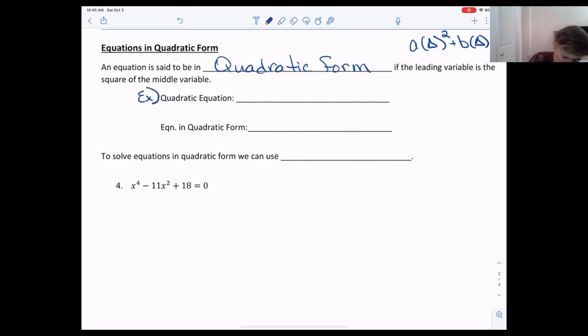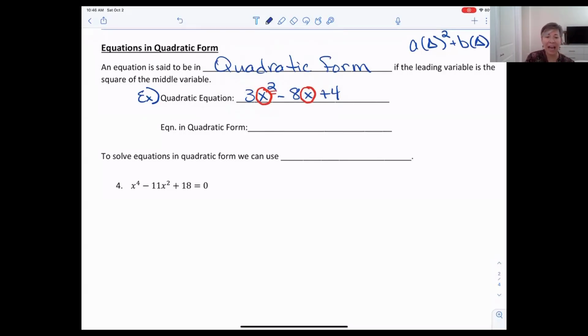This would just be an example. You might have 3x squared minus 8x plus 4. So we can notice that in the middle, our variable is just a single x. We still have that single x in the first term, but that single x is being squared.